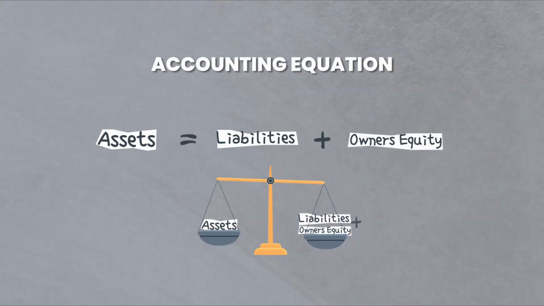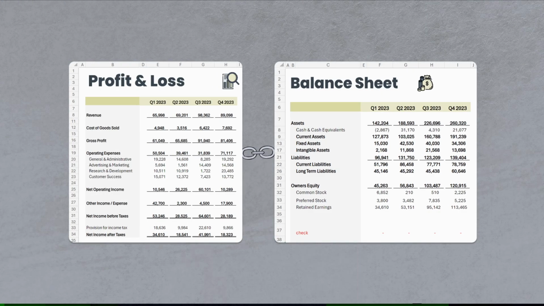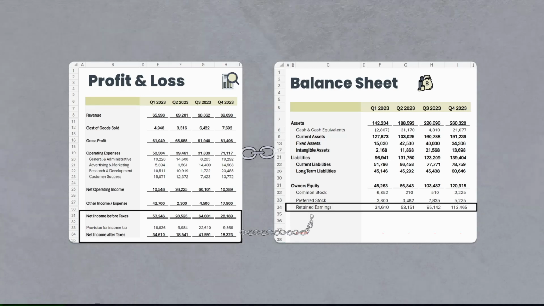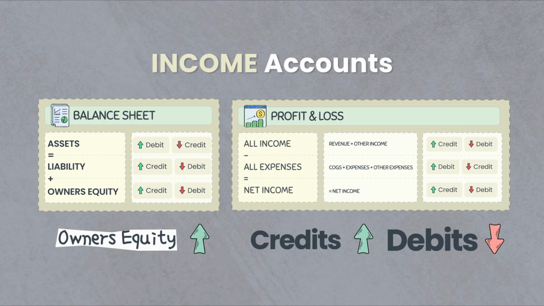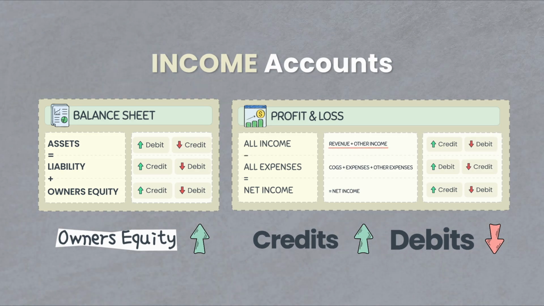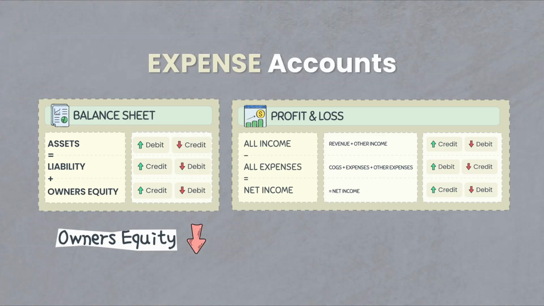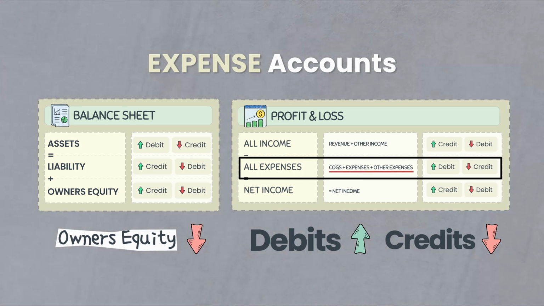So liabilities and owner's equity, well, those go up with a credit and down with a debit. And because your profit and loss flows into your owner's equity via an account called retained earnings, any accounts that make your owner's equity balance go up will also go up with a credit and down with a debit, just like owner's equity. So examples of those are revenue and other income accounts. Now, if we have an account that makes your owner's equity balance go down, well, then that behaves in the opposite way. So cost of goods sold, operating expenses, other expenses, those all go up with a debit and down with a credit.